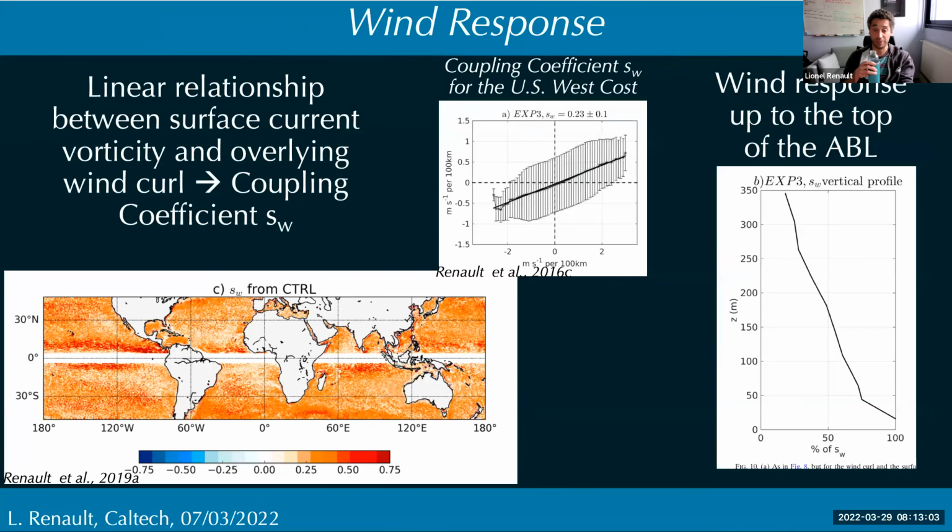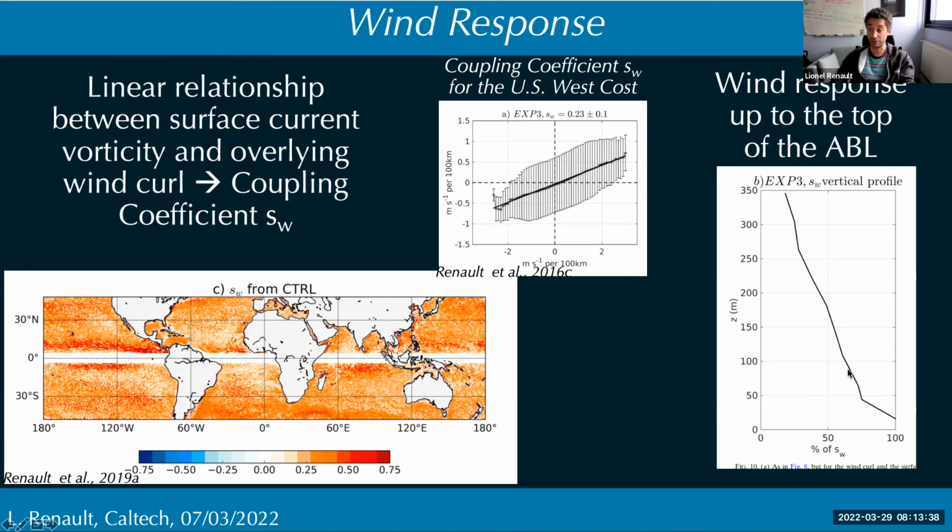And we can do the same with the wind. So basically, that's the same story. We can estimate a coupling coefficient between surface current vorticity and 10-meter wind curl here. And we can estimate a slope between them. So here for the US West Coast, in that case, it's positive. It makes sense because when we have more friction, we will have less wind. So that's what I showed before in my simplified cartoon. So we have a positive slope, a positive coefficient between currents and wind.